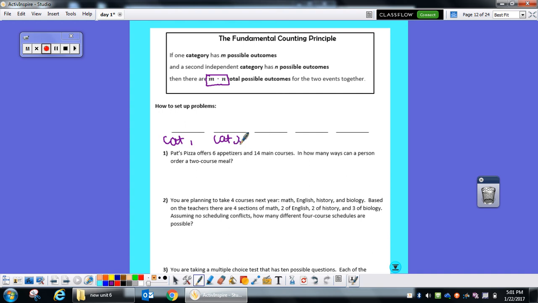Category 2, category 3, category 4, and category 5. So this would be an example for a 5 category problem. And then you're going to have different options. So for category 1, you're going to have a number of options. Each category has a different number of options, or possible outcomes. You set those up, and then you multiply those numbers together.